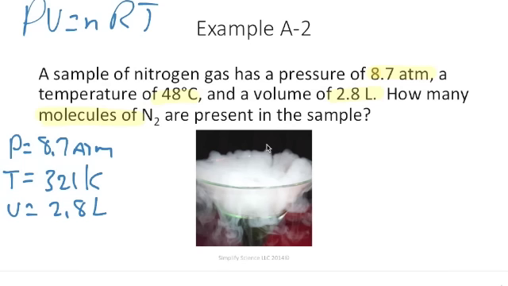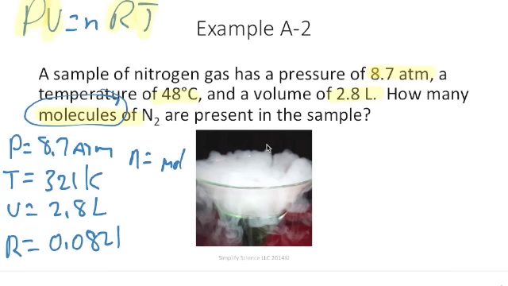Now remember, we always have our R, and in this case it's going to be in atmospheres, so we're going to use the 0.0821 for our R value. If you look at our equation, we're given pressure, volume, temperature, and we have R. So the only unknown that we have is n. Now remember what n solves for. n is going to give us moles. It's asking for molecules, so we'll have an extra step at the end, but we're going to first solve for moles.